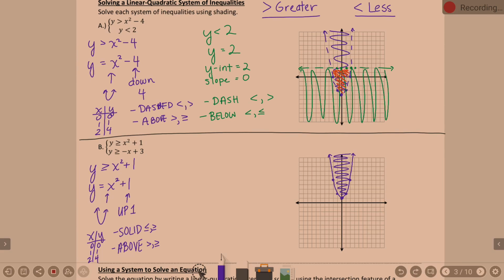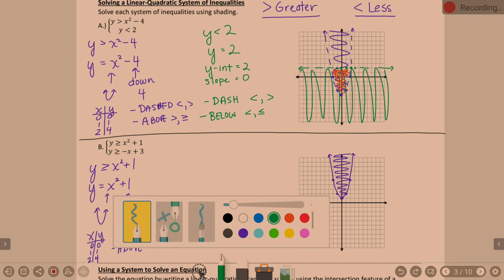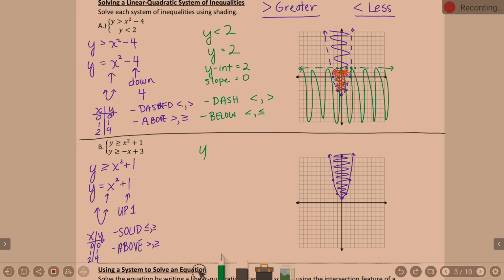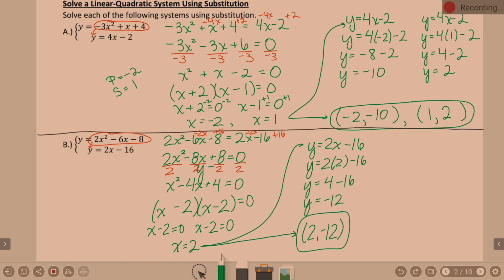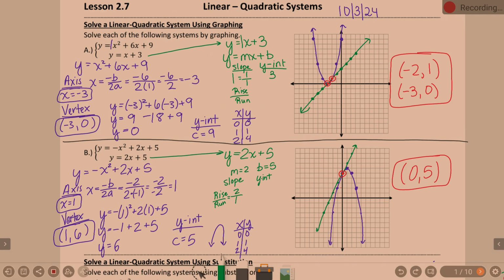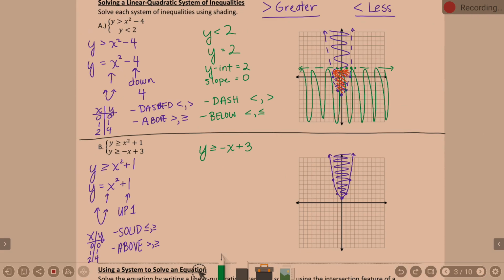And y greater than or equal to negative x plus 3. Again, if it helps, y equals negative x plus 3.